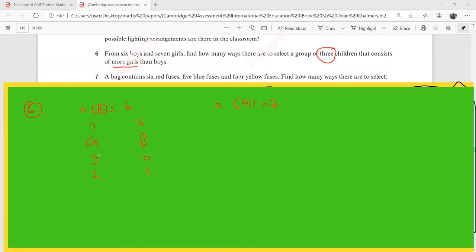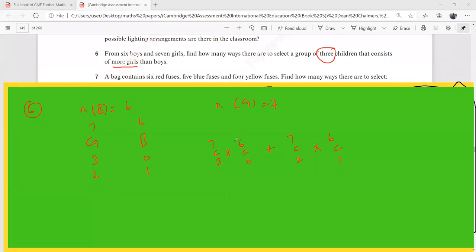So this can be 3 girls and 0 boys, or 2 girls and 1 boy. So that is why this would be 7C3 times 6C0 plus 7C2 times 6C1. So these are the 2 cases where we have more girls than boys.